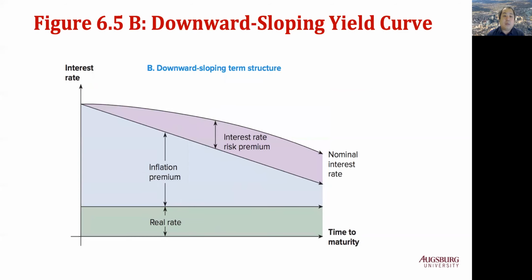The next figure shows a downward sloping yield curve. It happens when short-term rates are higher than long-term rates. The major driver of this relationship is the inflation premium, as I said. If an investor expects deflation in the future, we'll see this downward sloping yield curve since the inflation premium of longer-term bonds is smaller.